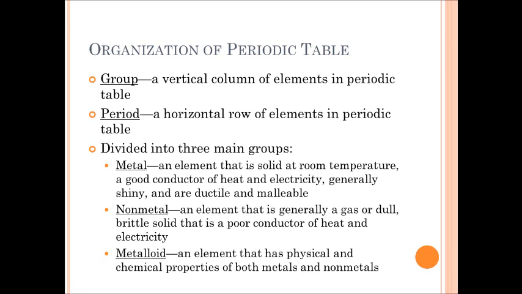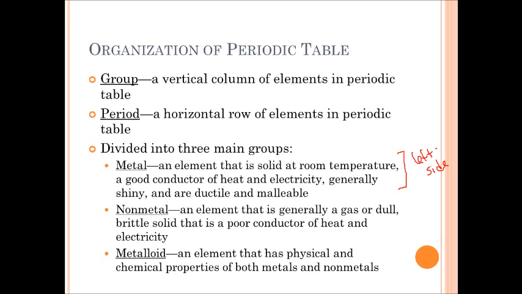And we can divide the different elements into three major groups. Metals, which are good conductors of heat and electricity, generally shiny, and they're ductile and malleable, which means they can be bent and shaped. These are typically found, let me get my writing pen, these are typically found on the left side of the periodic table.